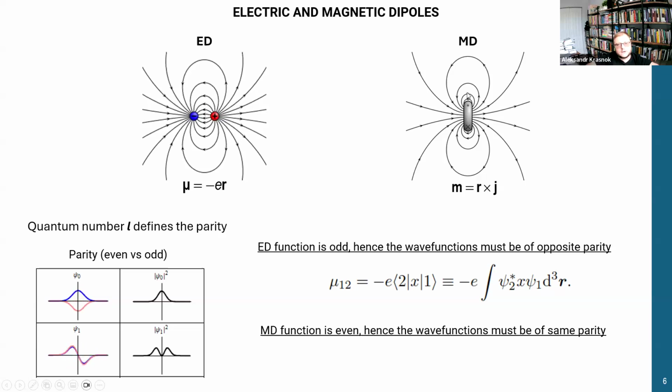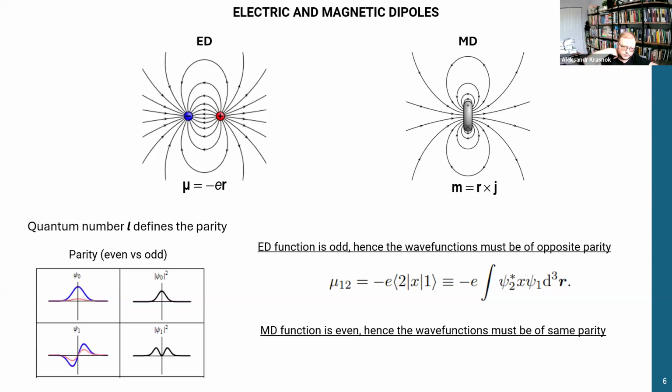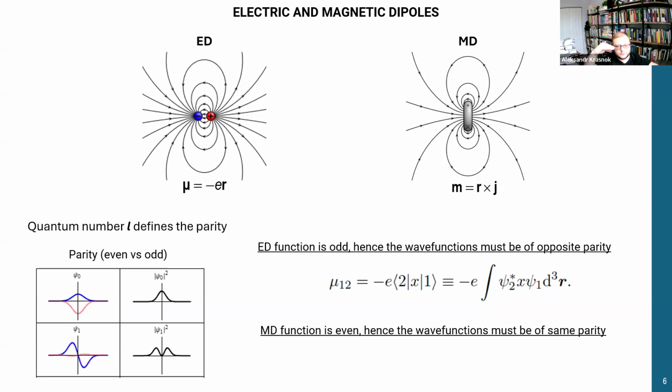And in drastic contrast to the magnetic dipole transition, which, as we said, involves an even function, the corresponding matrix element of the magnetic dipole transition vanishes for functions with opposite parity. So the parity of the psi function must be the same for magnetic dipole transitions.